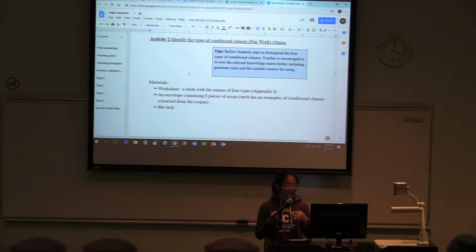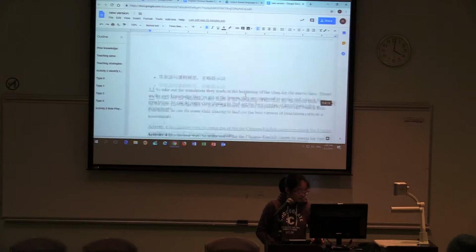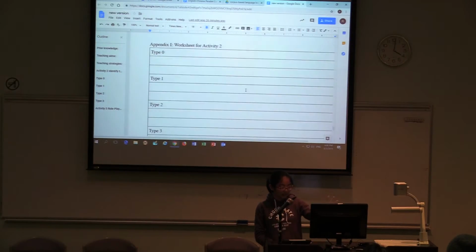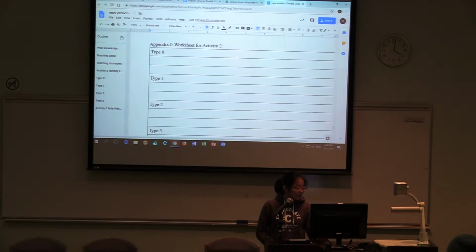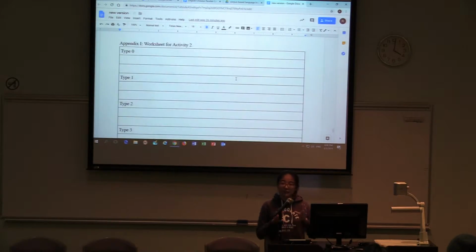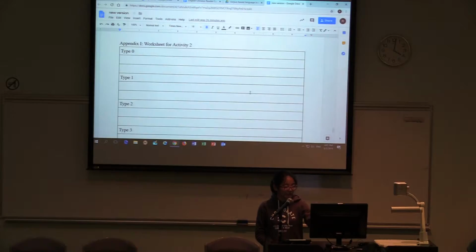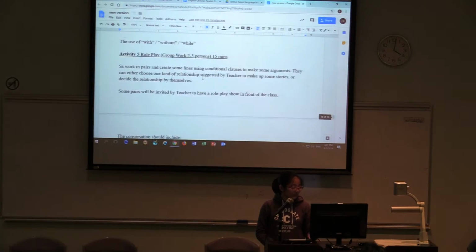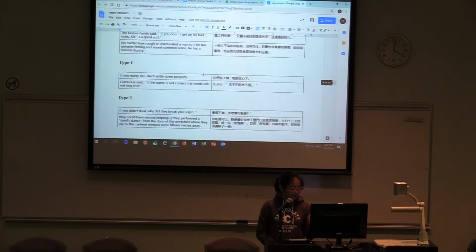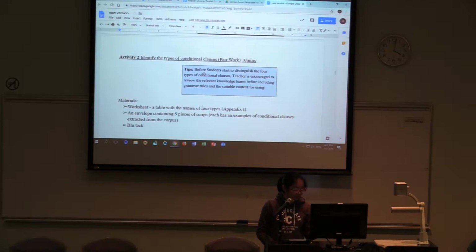And so we go to the second part, activity 2. Firstly, we will give students a worksheet. It is a table with the names of the 4 types. We can see here this kind of worksheet, and students will get an envelope that contains 8 examples of data that we extracted from the corpus. We hope students classify those examples into the 4 types of conditional clauses. It is a kind of review of the previous knowledge they have learned in lessons.